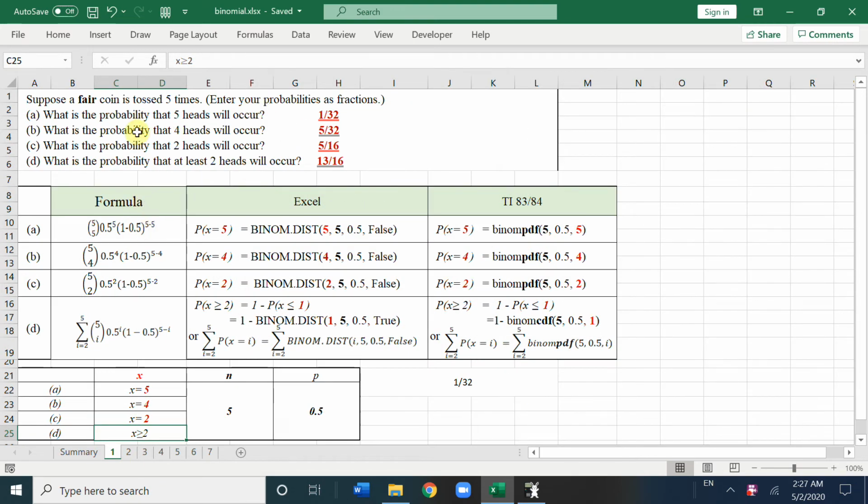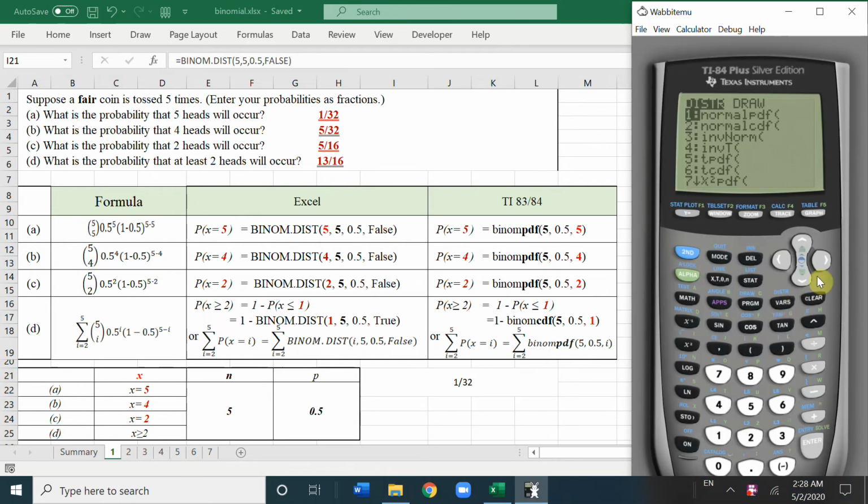Okay, now let's see the first problem. Here you flip the coin 5 times, so n is 5, and because it's a fair coin, there's half chance for the tail or the head, so 0.5. So A, B, C are just exactly 5 heads, 4 heads, 2 heads. So you all use PDF, or false in Excel. The last one is at least, greater than or equal to. So you need a 1 minus, so CDF. We don't really use PDF all added together.